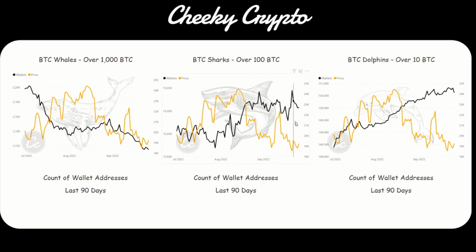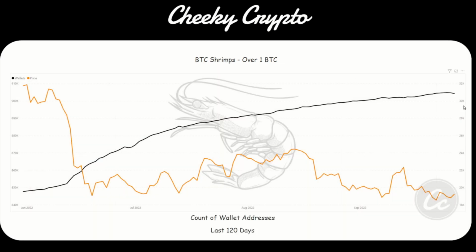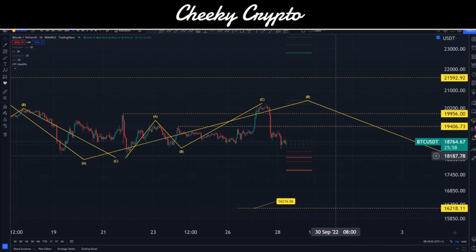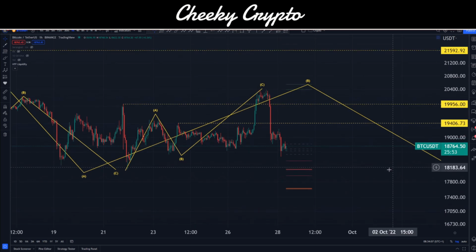Over in here, you can see the sharks coming down, the dolphins are getting shaken out of the space, and the shrimps are actually getting shaken out as well, which is really unfortunate. So just be aware that there's a lot going on in the space, and essentially this market is very, very volatile at the moment. You want to make sure that you're on the right side of these moves.